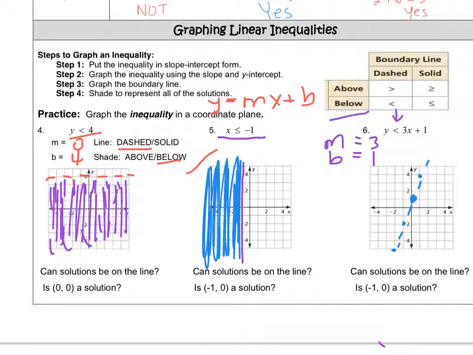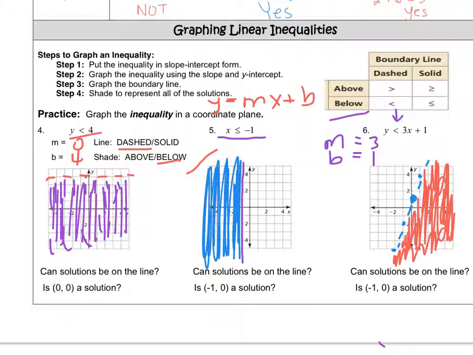Now I have to decide, am I shading above or below? I decided I was going to be shading below. So go ahead and just put your pencil back on the y-intercept. Below is straight down, so go straight down from the y-intercept, and that'll show you that all of this is shading below the line. Easiest way to remember above and below is put your pencil on the y-intercept and either go straight up or straight down if you're going above or below.